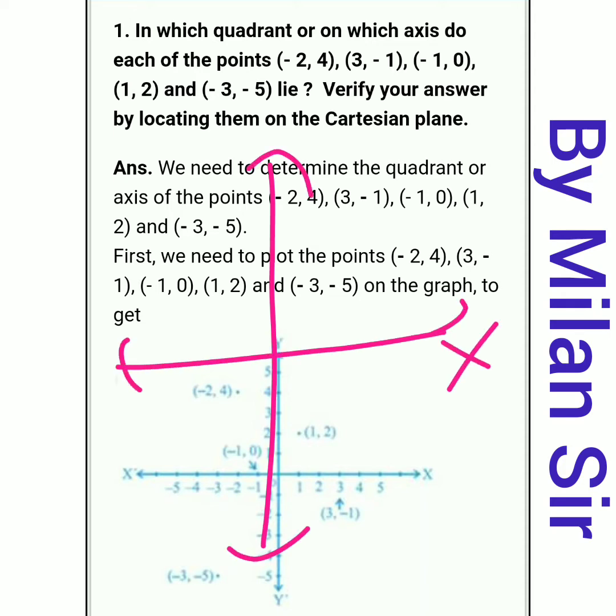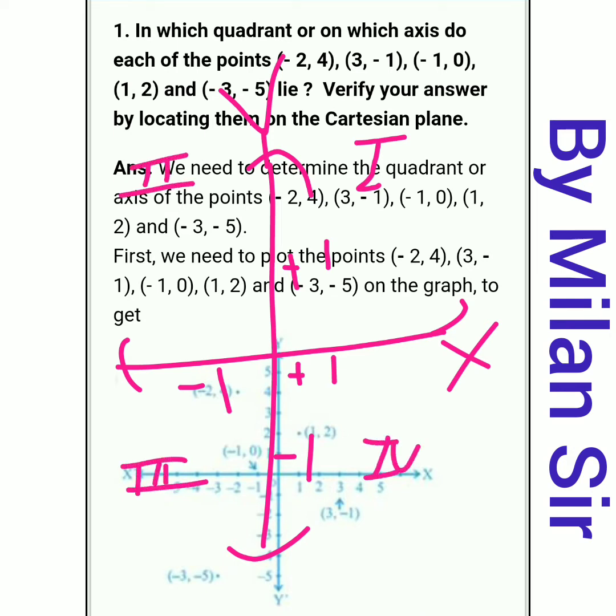This is our x axis, this is our y axis, right? Here positive numbers are there, here negative numbers are there, and in the upper part positive y axis and in the lower part negative y axis, right? So this is your first quadrant, second quadrant, third quadrant and fourth quadrant, right? Now in the first quadrant, positive x axis is there and positive y axis is there, so both coordinates have plus sign, plus plus. In the first quadrant both signs are positive.